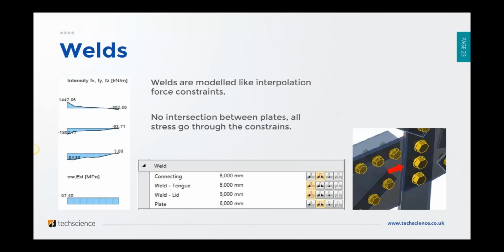The welds are the same. Welds are modeled as interpolation force constraints. There is no intersection between the plates, so all stress goes through the constraints. And you can see here the different possibilities that we have concerning the weld. It can be a fillet, a double fillet, a butt weld, or we can have no weld at all.